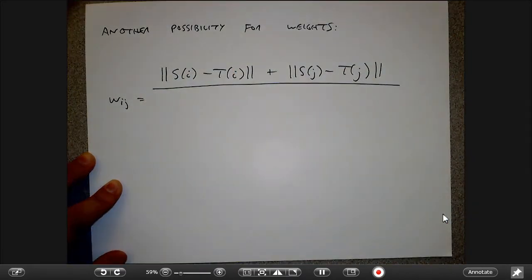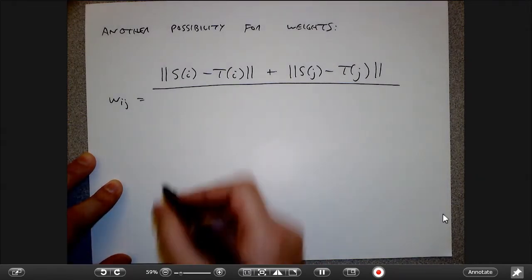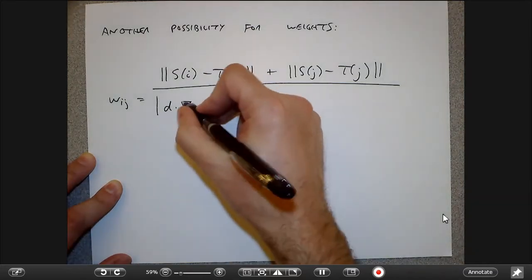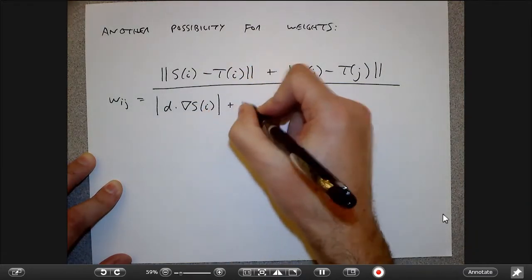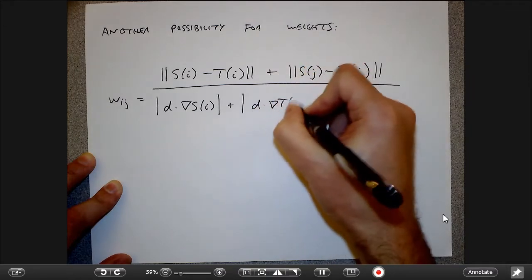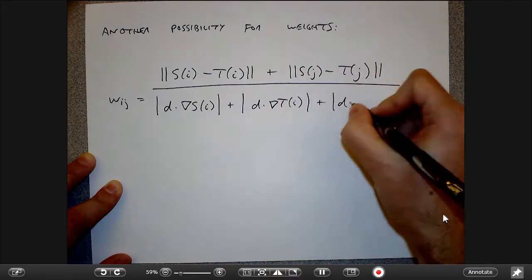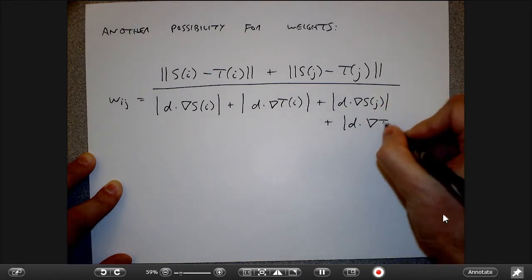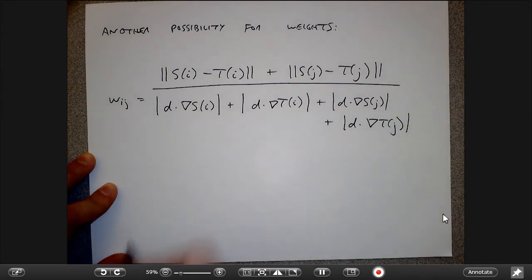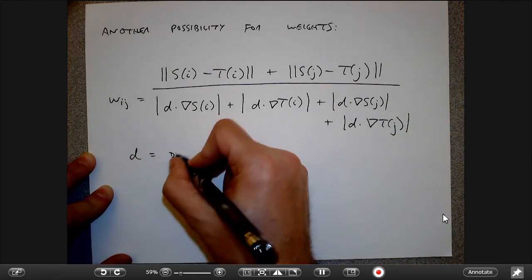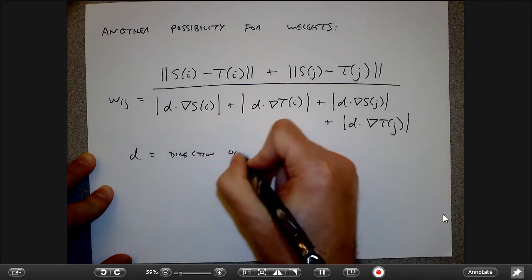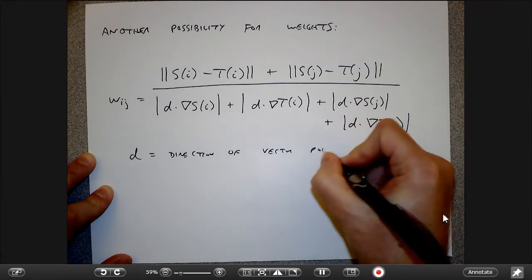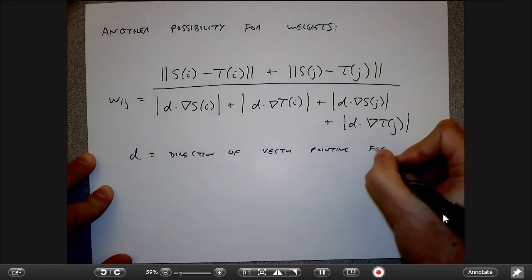And in the denominator, what I'm going to put is basically something that involves the gradient of these things at every pixel. And I didn't really allow myself so much space here. So here, D is basically the direction vector pointing from I to J.